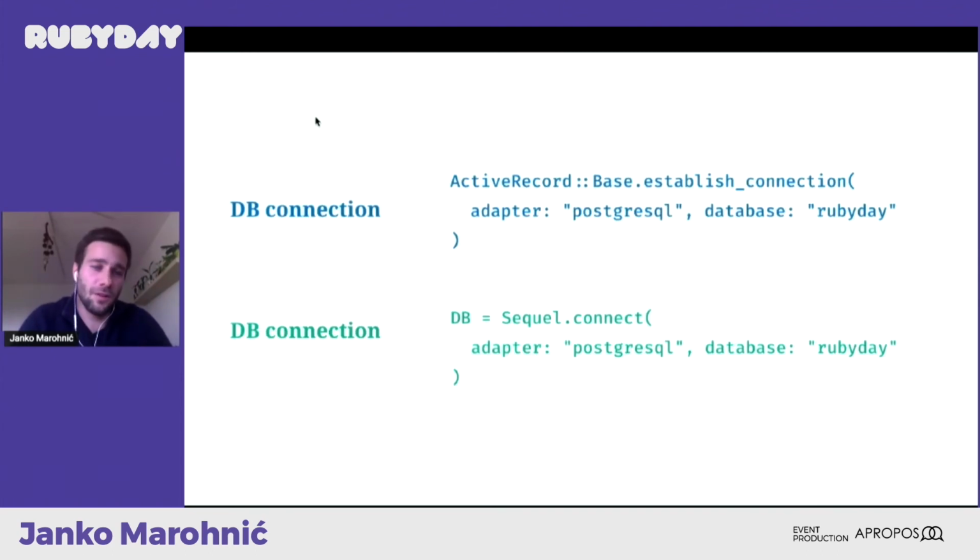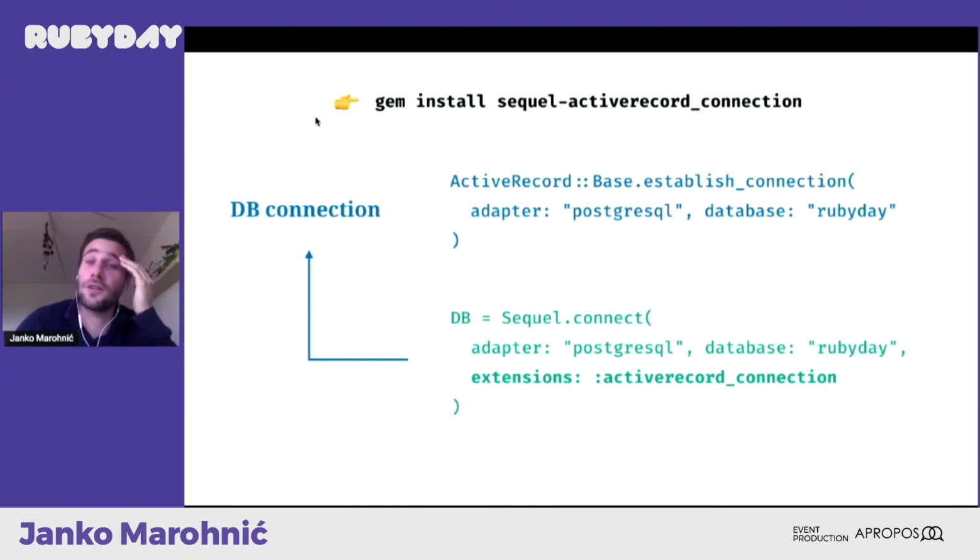Historically, this was a bit problematic because SQL requires its own database connection. So playing with SQL would increase the total number of connections to your database, and also have some gotchas. So I fixed this problem. I created the SQL ActiveRecord connection gem, which provides an extension that allows SQL to reuse ActiveRecord's connection. So then you can play with SQL in your ActiveRecord project without any performance penalty.